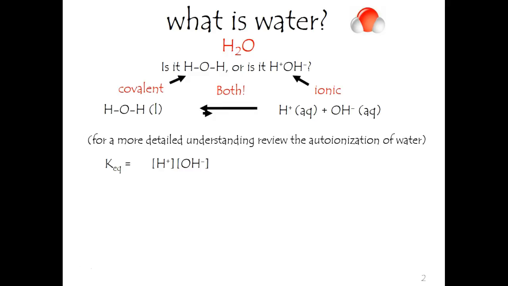How little? If we measure the equilibrium constant, meaning the concentration of the H+ times the concentration of the OH-, we see that it's very small. It's 10^-14 moles per liter. This tells us that each of those is 10^-7 moles per liter. So that gives you an idea of the extent to which it ionizes.